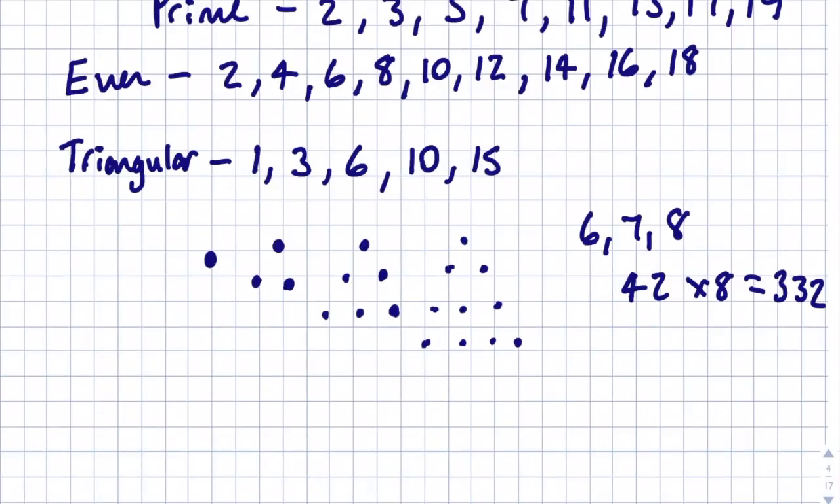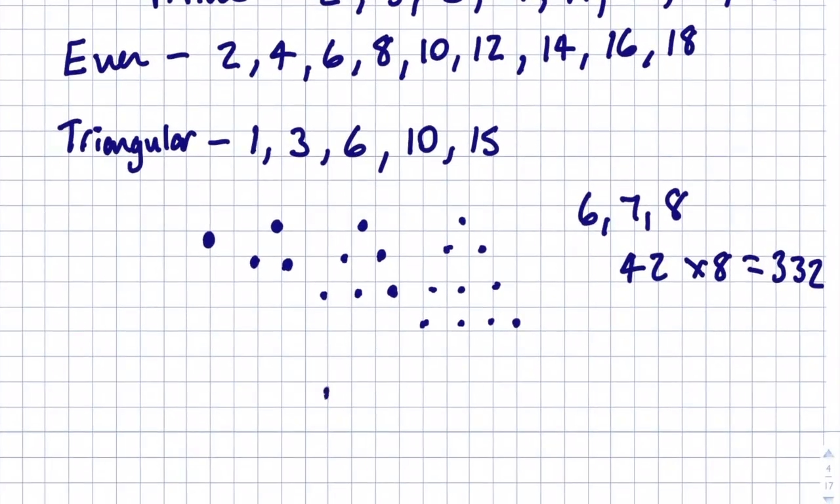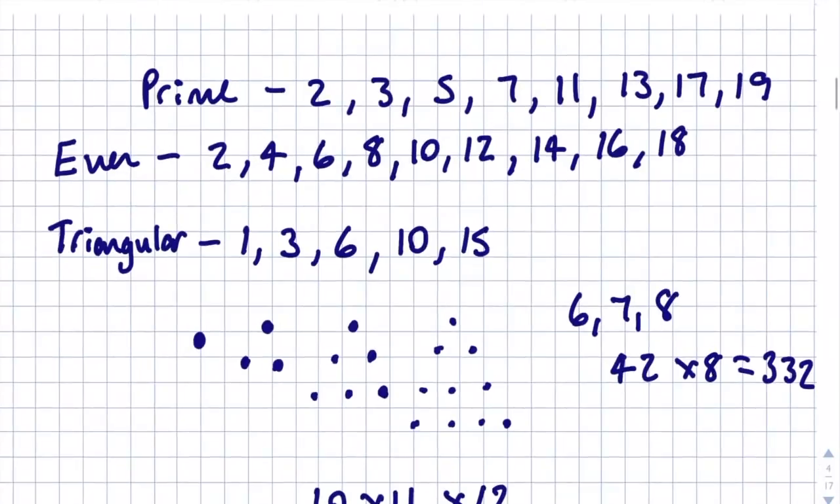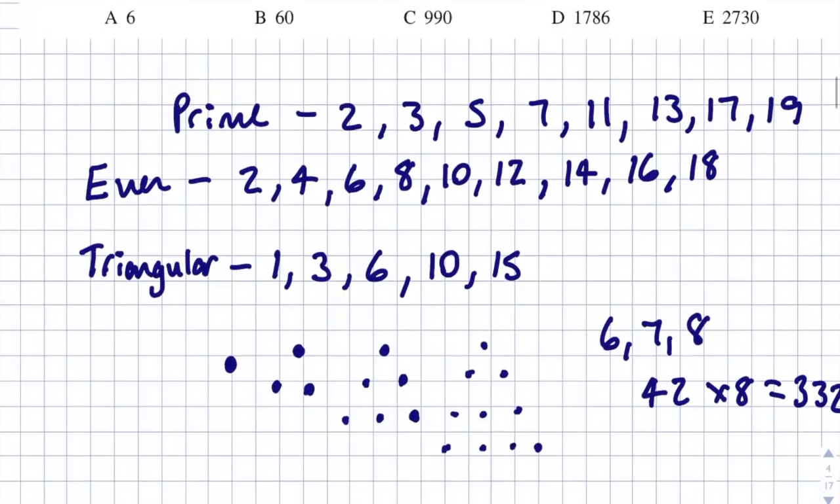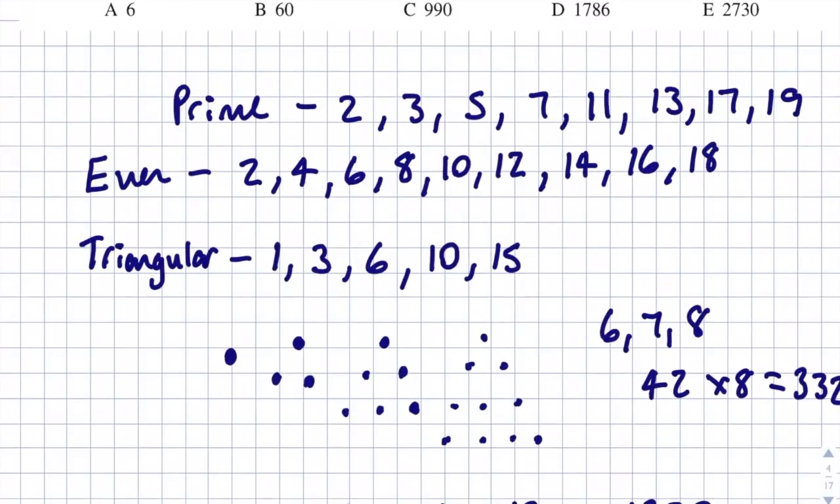So next we could do 10, 11, 12. So 10 times 11 times 12. Well, I know 12 times 11 is 132, and 132 times 10 is 1,320. I don't have an answer for 1,320 either.